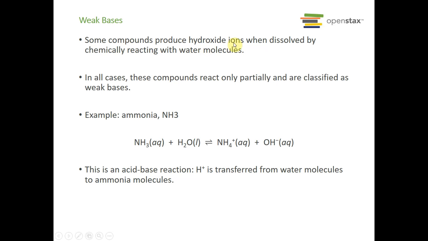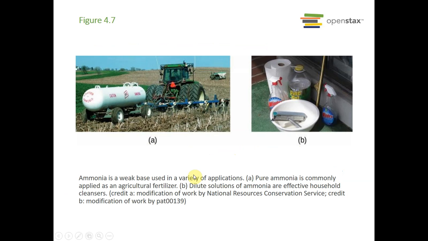Some compounds produce hydroxide ions when dissolved by chemically reacting with water molecules. In all cases, these compounds react only partially and are classified as weak bases. So, an example is ammonia. Ammonia, aqueous, plus water, liquid, goes to ammonium ions and hydroxide ions that are aqueous. This is an acid-base reaction. H plus is transferred from water molecules to ammonia molecules.